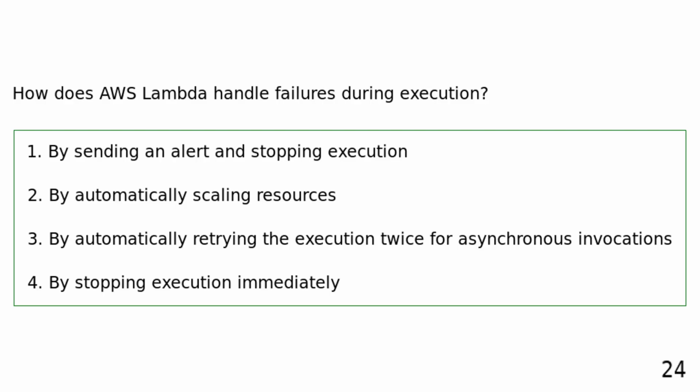How does AWS Lambda handle failures during execution? By sending an alert and stopping execution. By automatically scaling resources. By automatically retrying the execution twice for asynchronous invocations. By stopping execution immediately.